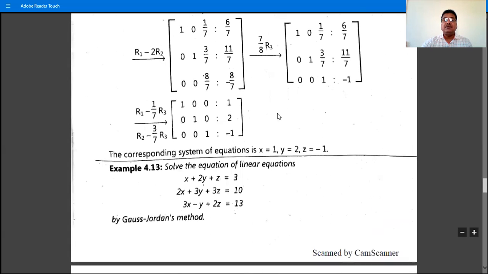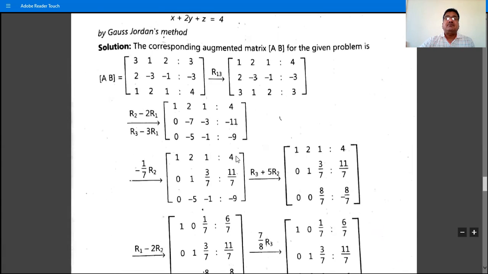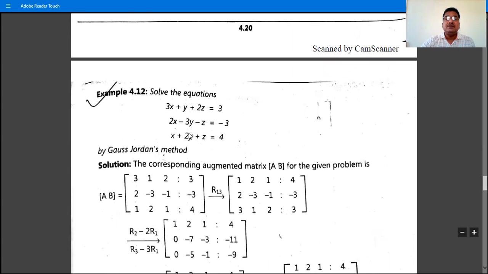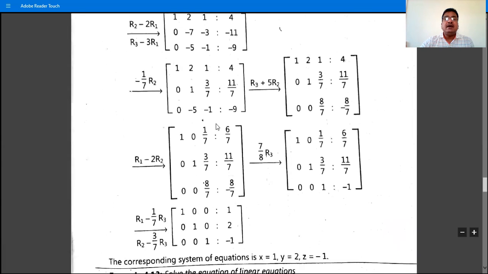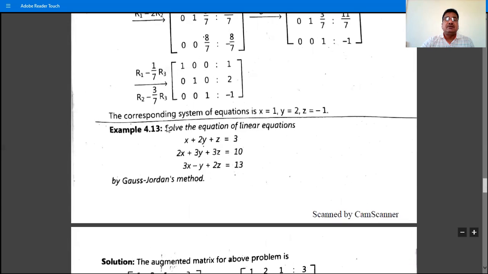So write that first: the rank of A is 3, rank of AB is 3, rank of A is equal to rank of AB, and therefore the system is consistent. It is also equal to the number of variables. Rank of A is equal to rank of AB is equal to the number of variables, and therefore the system has obviously a unique solution. So how can we find the unique solution?